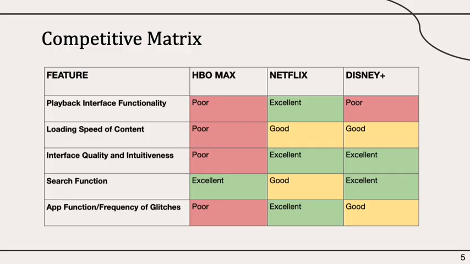First, we'll take a look at some key features that support a streaming service's usability, such as playback interface functionality, the loading speed of the content, interface quality and intuitiveness, search function, and app function or frequency of glitches. As you can see here, HBO Max has scored incredibly low in almost every category, especially when you compare it to its top competitors, Netflix and Disney+.